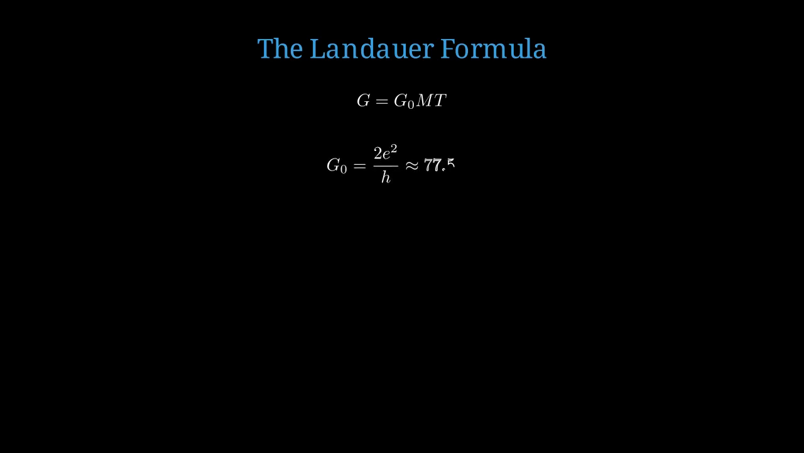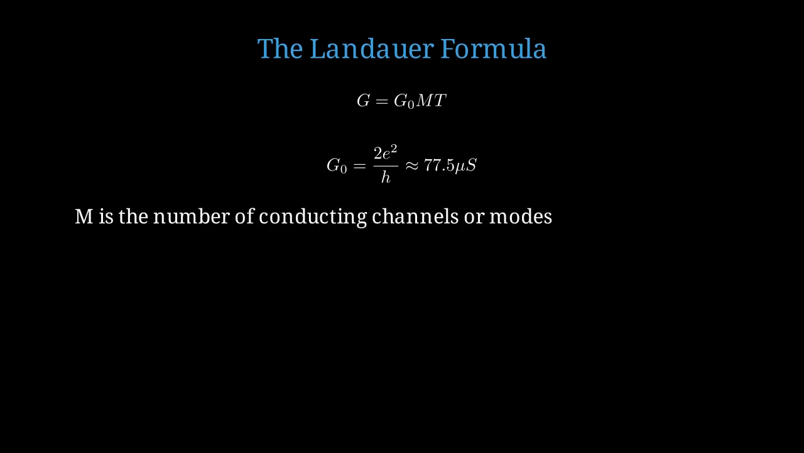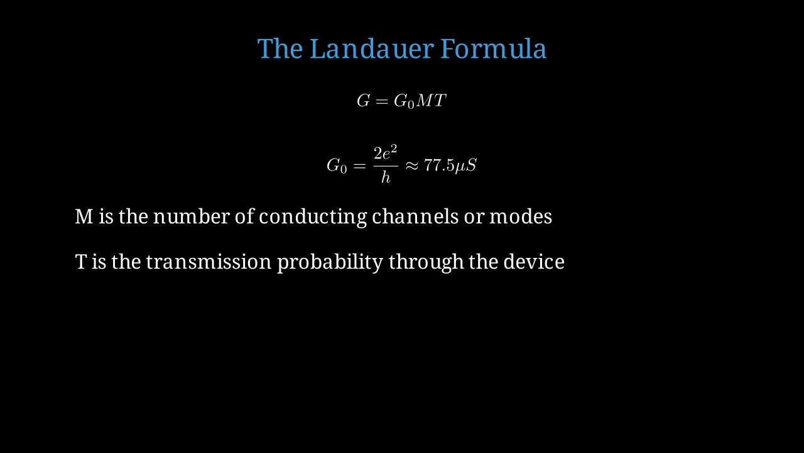G sub 0 is the quantum of conductance. It equals 2e squared over h, approximately 77.5 microsiemens. The factor of 2 comes from spin degeneracy. M is the number of conducting channels or transverse modes in the nanowire. For a very narrow wire, M might be just 1 or 2. T is the transmission probability.